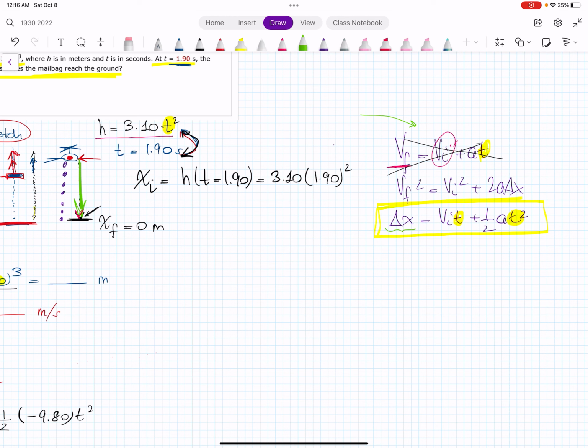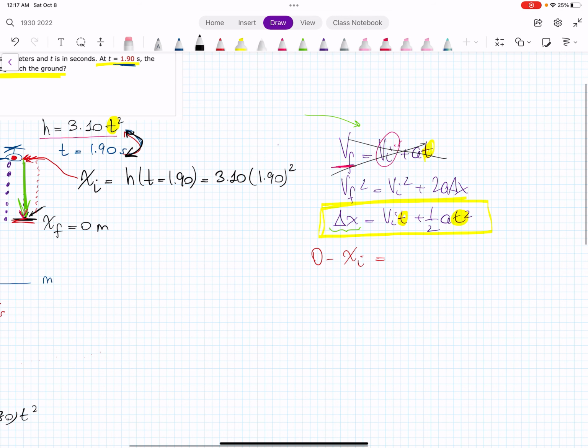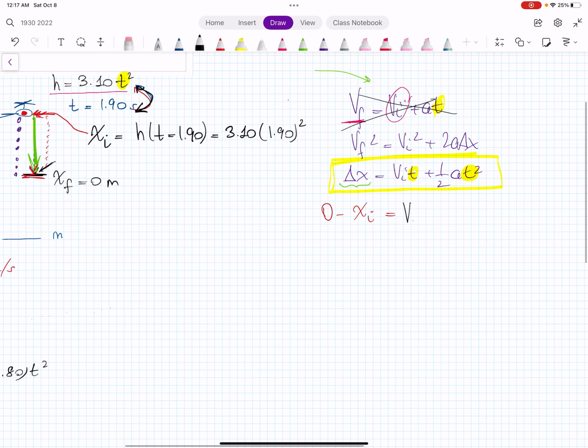Have a look. You're given the delta x, the change in position or the displacement. Do we know the displacement? Do we know how far the object moves? Yes, we do, because we know the initial height, which you calculate from the height equation, and you know the final height. So you put down 0 minus whatever your initial height is, equal to, on the right side of the equation, v_i t, the initial velocity times time, plus 1/2 a t squared. a is the acceleration due to gravity, and you're solving for time. The only unknown you have in the equation is the initial velocity.